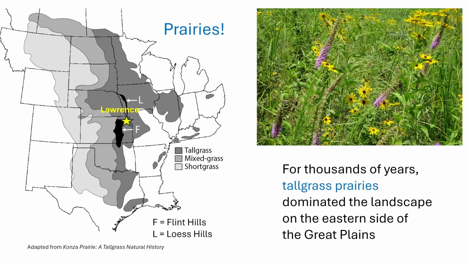So tallgrass prairies and other kinds of native grasslands really dominated the center of North America for thousands of years. And so you can see where Lawrence is on this map in the tallgrass prairie region. Probably most of you are familiar with the Flint Hills to the west of us. That's a wonderful rocky area that still has a lot of prairie. The Loess Hills is another interesting area up in Iowa.